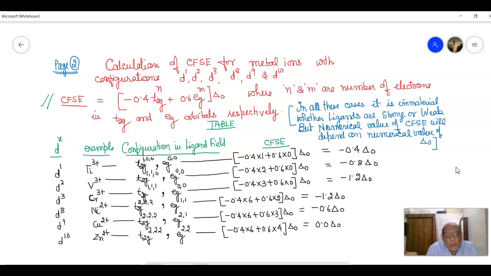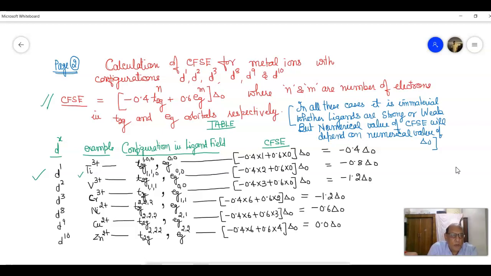Mind it that in these metal ions with these configurations, it is immaterial whether ligands are strong or weak. Of course, the numerical value of CFSE will depend upon the numerical value of delta O. So let us begin with the d1 configuration, for example, titanium plus 3 ion.